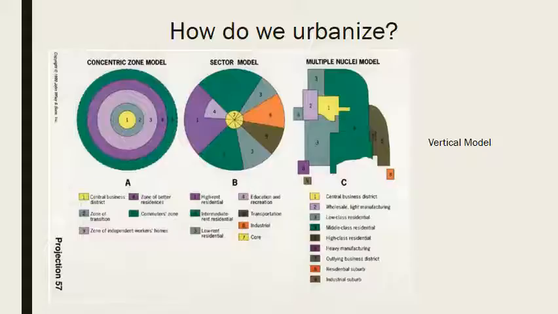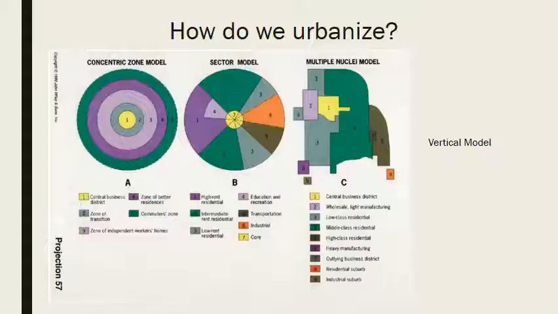The multiple nuclei model is where you have multiple central business districts and areas that grow up around them with their own zoning. So you may have one large city that's made up of smaller sections that have their own names, and each have their own central business district. A great example of a multiple nuclei model is the Los Angeles area, which is made up of smaller areas with their own CBDs. For example, in Los Angeles, you have Bel Air, Hollywood, Beverly Hills. They're all considered part of Los Angeles, but they have their own central business districts and their own zoning areas.